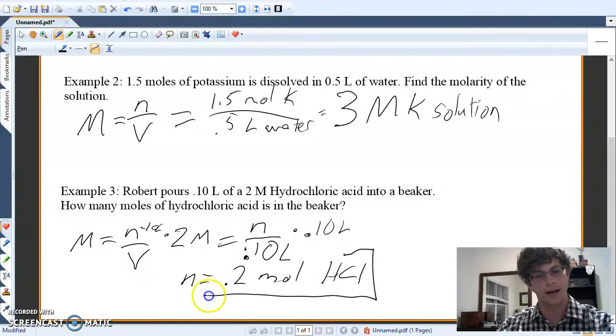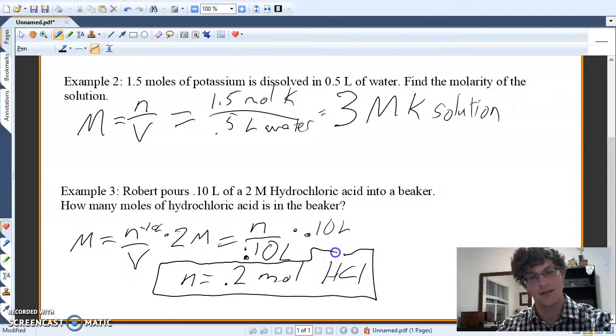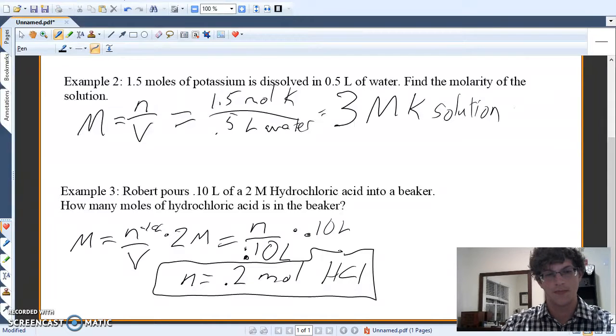So now we know exactly how much hydrochloric acid is available to react with whatever we want to react it with. If we use more volume with the same molarity, we're going to have more moles.